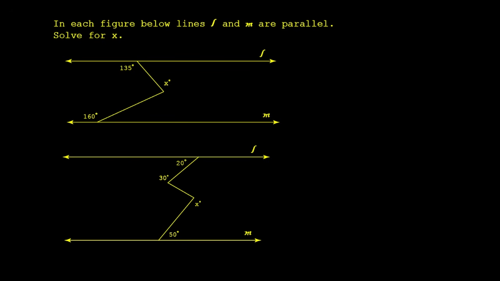In this video, we will be doing two Crook problems, which involve parallel lines. So here we go. In each figure below, lines L and M are parallel. Solve for x. We have one easier one, one slightly harder one.